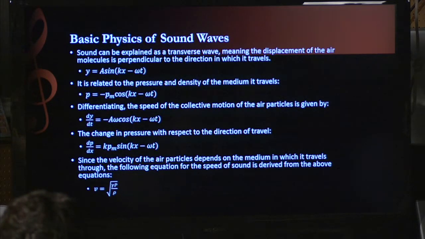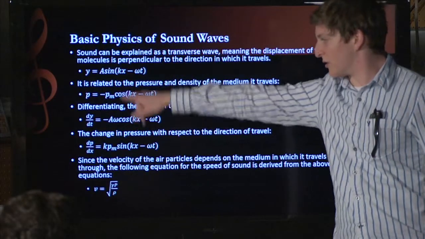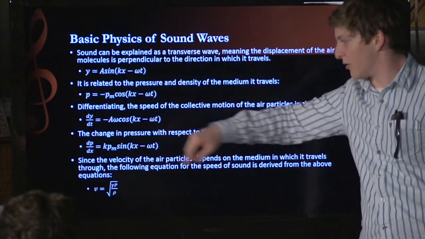time. And it is related to the pressure and density of the medium through which it travels by the equation negative P_m, which is the pressure amplitude, times the cosine of kx minus omega t, the same as it was in the displacement function. Differentiating each of those, you see you have basic calculus: you get cosine out of the sine, and the sine from the cosine.